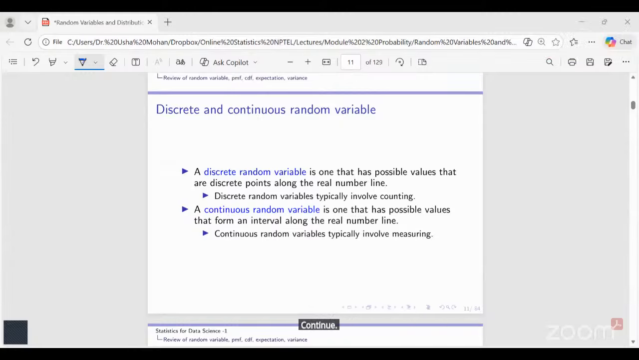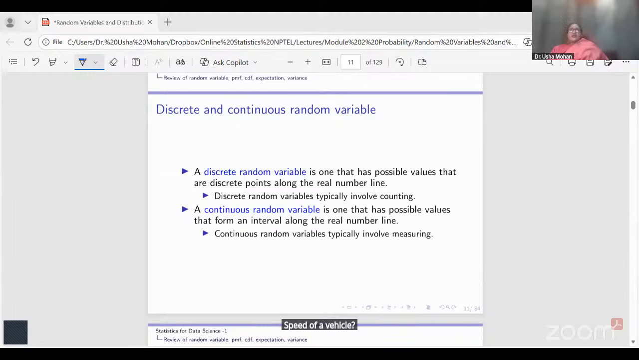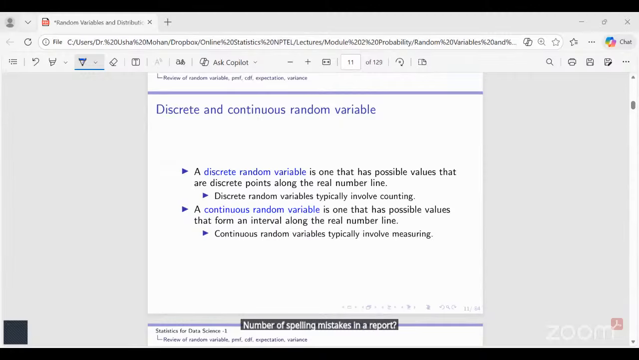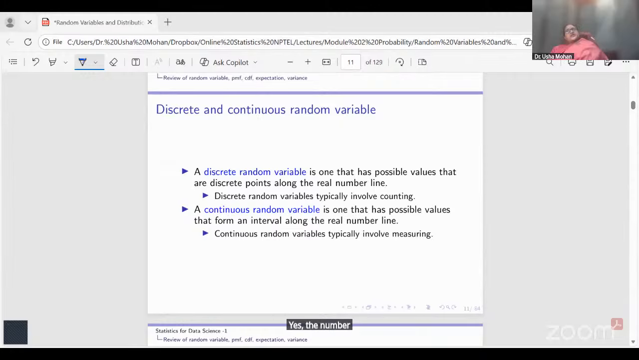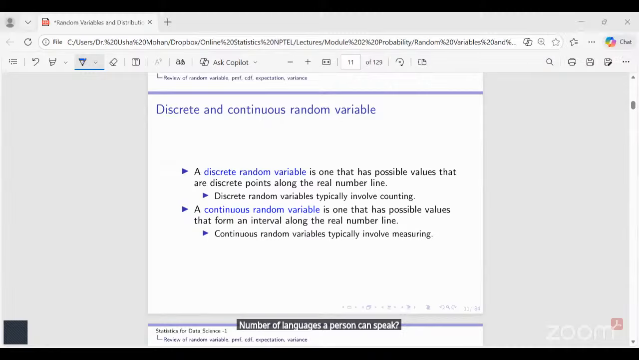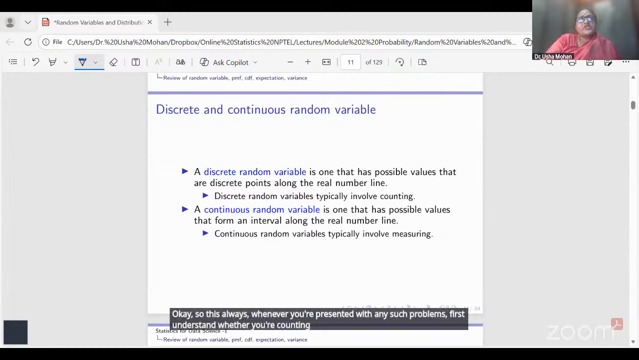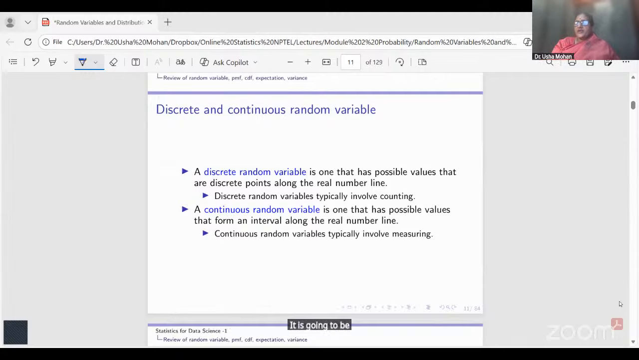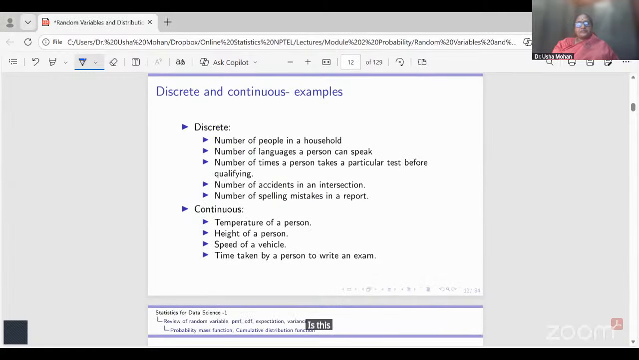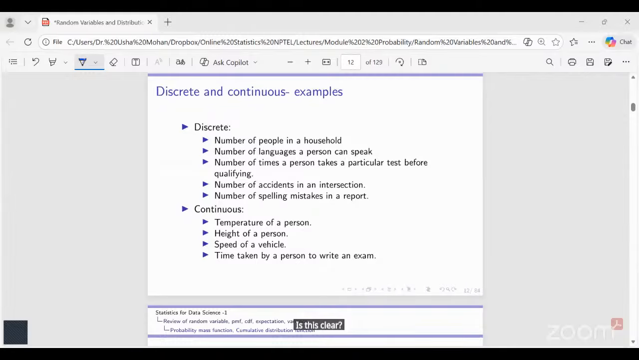Time taken by a person to write an exam. Continuous. Speed of a vehicle. Continuous. Number of spelling mistakes in a report. Discrete. Number of languages a person can speak. Discrete. Okay, so whenever you're presented with any such problem, first understand whether you're counting or you're measuring. If you are counting, it is going to be discrete. If you're measuring, on the other hand, it would be continuous. Is this clear? Yes, ma'am.